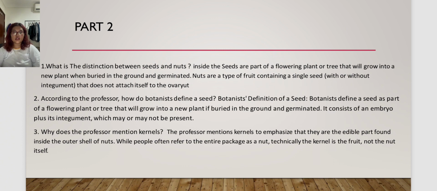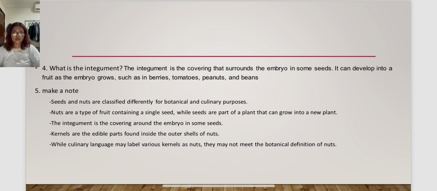Why does the professor mention kernels? The professor mentioned kernels to emphasize that they are the edible part found inside the outer shell of nuts, while people often refer to the entire package as nuts. Technically, the kernel is the fruit, not the nut itself.